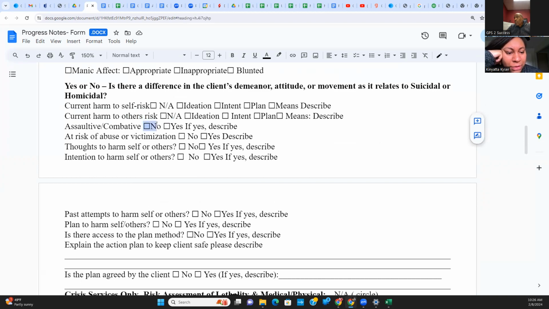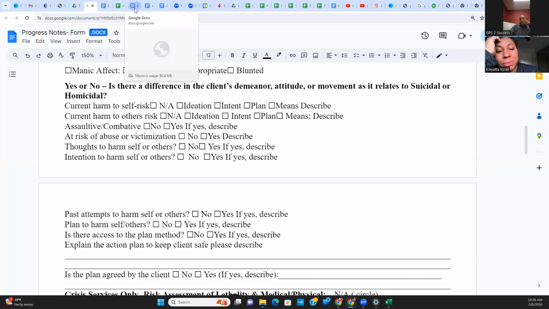At risk of abuse or victimization, I will put no. Thoughts of harm to other, no. Intent to harm self or other, no. The only time, if you were doing the CPST and you had the client on the phone, or face to face, and you feel like these things are concerns, your answers will be based off of that.